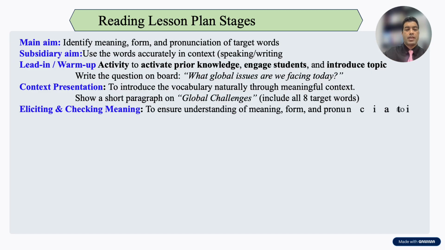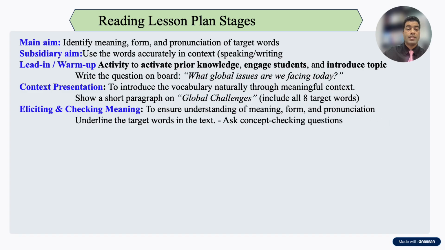Eliciting and checking meaning. This is the second stage, where we check whether students understand what we want to teach them: meaning, form and pronunciation. We underline target words in the text and ask concept checking questions, so this way we can elicit and check meaning.